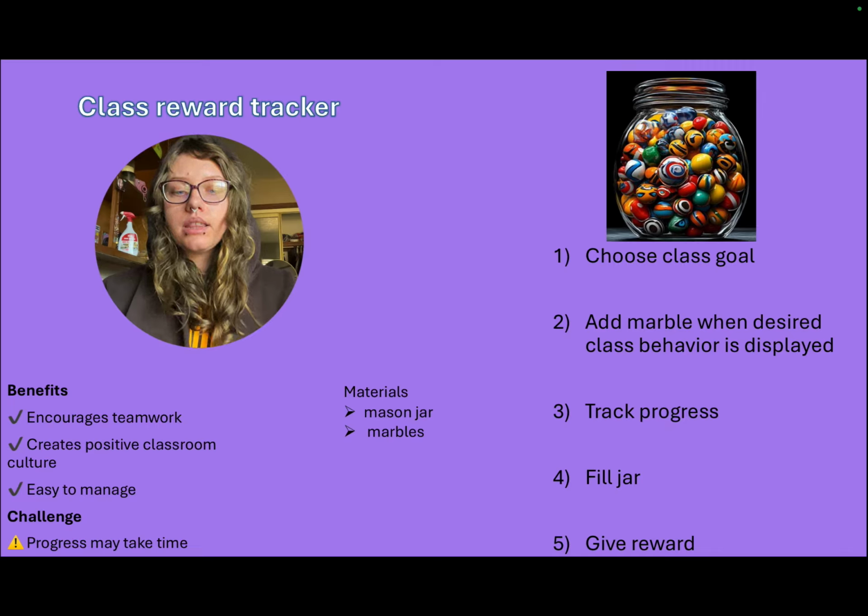Award marbles whenever the class demonstrates positive behaviors such as teamwork, participation, or following directions. And then since students can see the jar, they can also keep track of their progress. Once the goal is reached, whether at the halfway mark or at the full mark, the entire class can earn the reward. This system is good because it encourages students to work together because everyone contributes towards the same goal. It also helps create a positive classroom culture and is easy for teachers to manage. One challenge is that progress may feel slow, and it can be even slower if expectations aren't clearly explained.